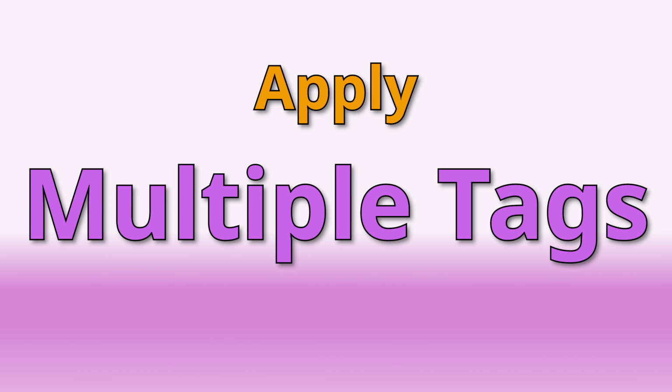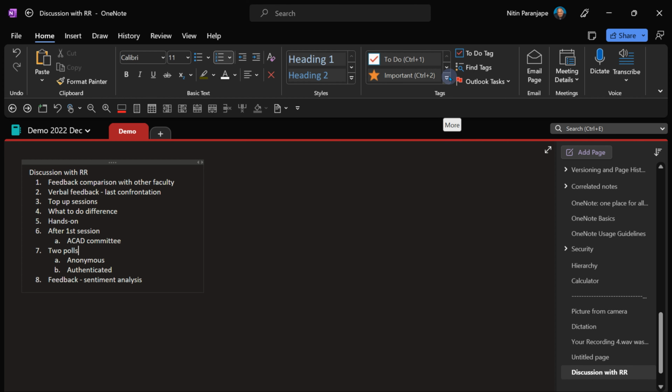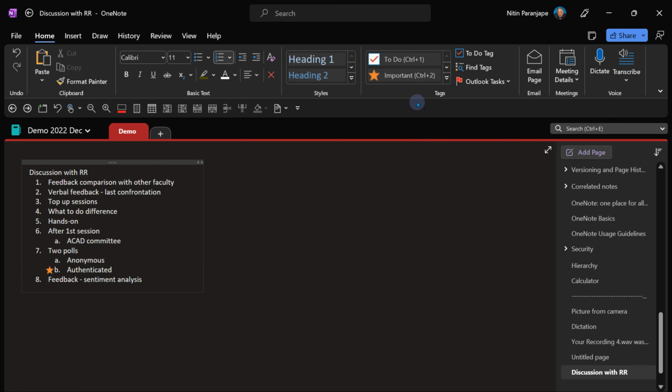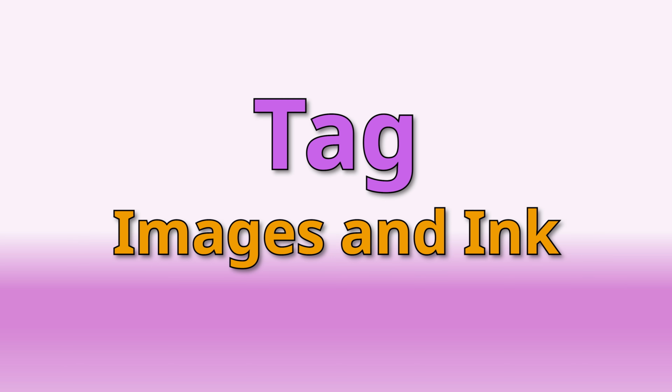Now you can have multiple tags also applied. For example, this particular item is important, and also I don't know the difference between anonymous and authenticated, for example. So I need to clarify this, search for it, learn it. So this is an important item, but it needs further exploration. So remember, multiple tags can be applied.